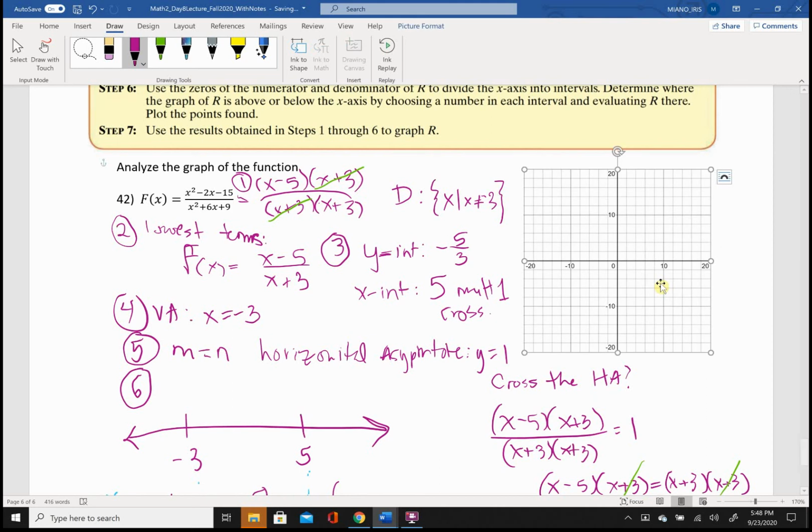The first thing that we'll do is plot all of the intercepts. Oh goodness, I'm getting ahead of myself here, sorry. Let's delete that for a moment and we'll come back to it. So the y-intercept of negative 5/3 looks like this, and the x-intercept at 5 is there. And yes, they both have multiplicity 1, so we'll be crossing those, rather than touching them.